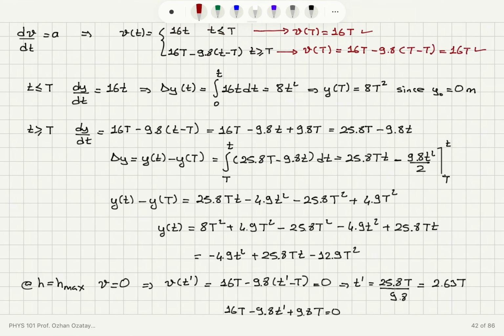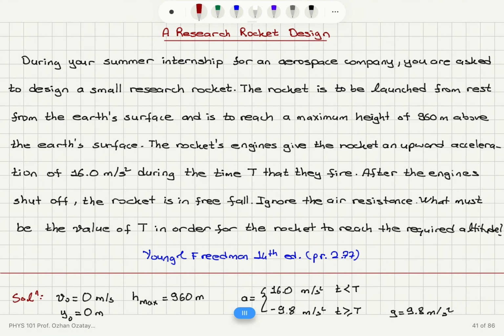Okay, so let's summarize what we did here. We are designing a rocket. The rocket is launched from rest from the Earth's surface, v0 = 0, y0 = 0, and is to reach a maximum height of 960 meters above the surface. The rocket's engines give the rocket an upward acceleration of 16 meters per second squared for the time interval between 0 and capital T, and after that time it's free fall, so minus 9.8 meters per second squared.